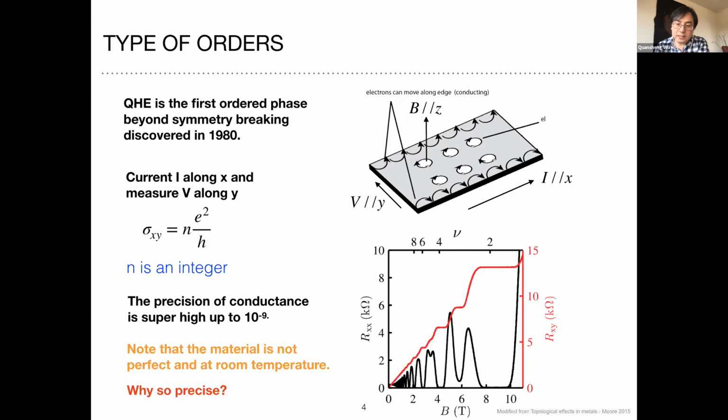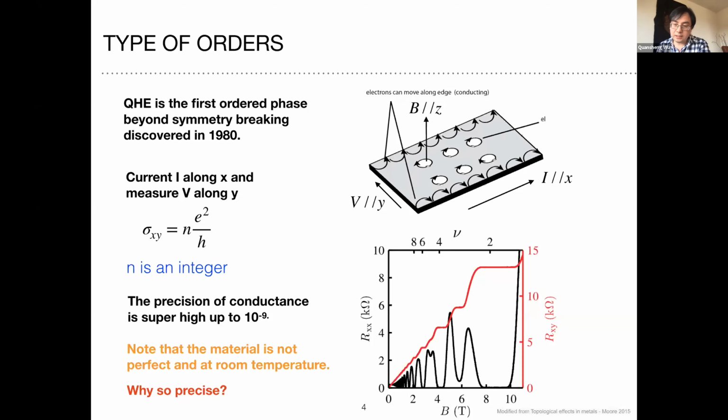But if you look at this plot, you will find that as we continuously increase the magnetic field, you will see here we have a plateau, and another plateau. And if we get the Hall resistivity, we will find that the conductivity is just an integer times e squared over h. e is the electron charge, h is the Planck constant, and this n is an integer. What does this integer mean actually?